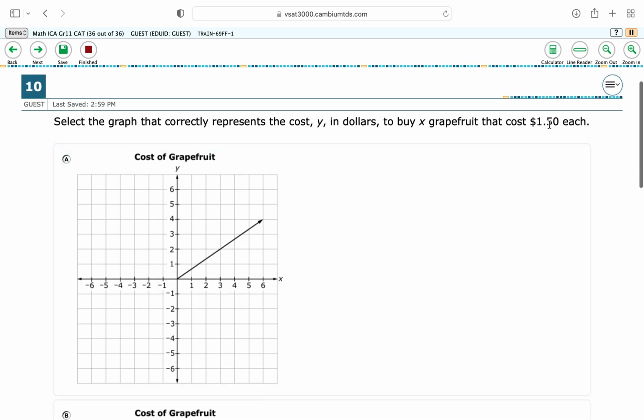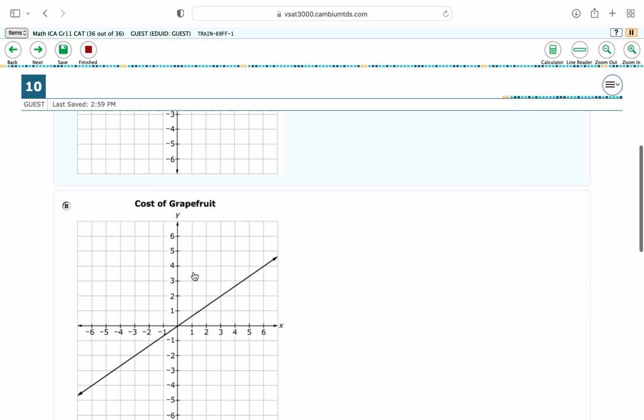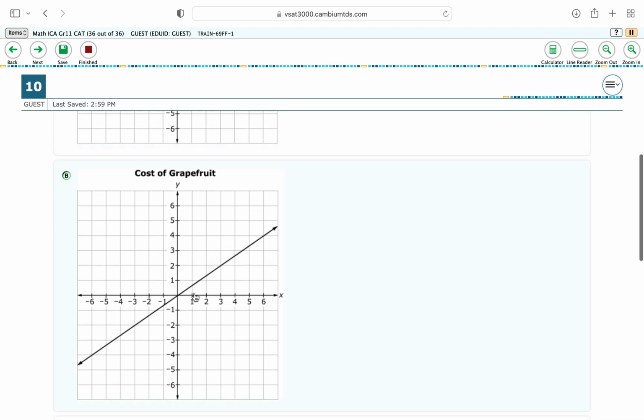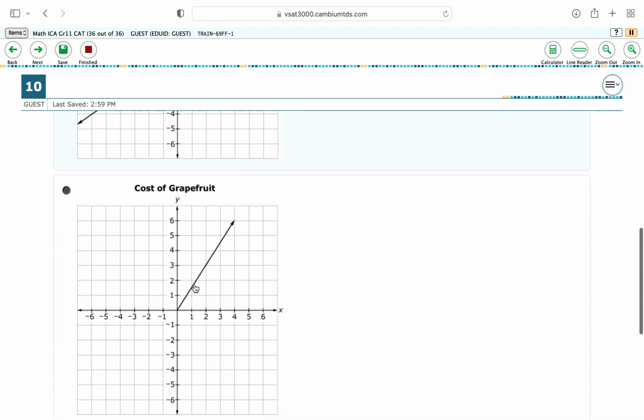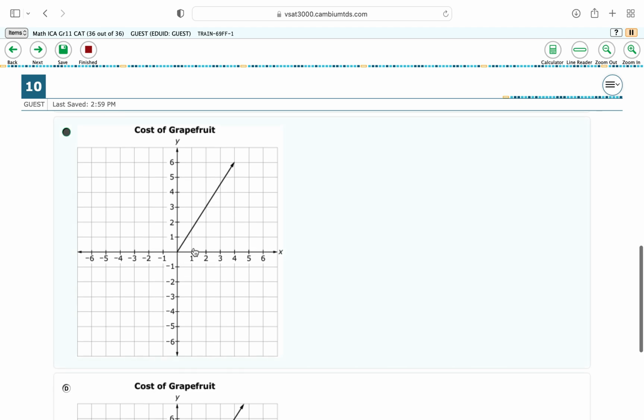On this one, each grapefruit costs $1.50. So I'm looking for a graph where every time I move over 1, it increases by 1.50. So it is not this graph. This graph increases by less than 1. This one also increases by less than 1. This one increases by $1.50, it looks like. It increases by 1.5 every time I go over 1.